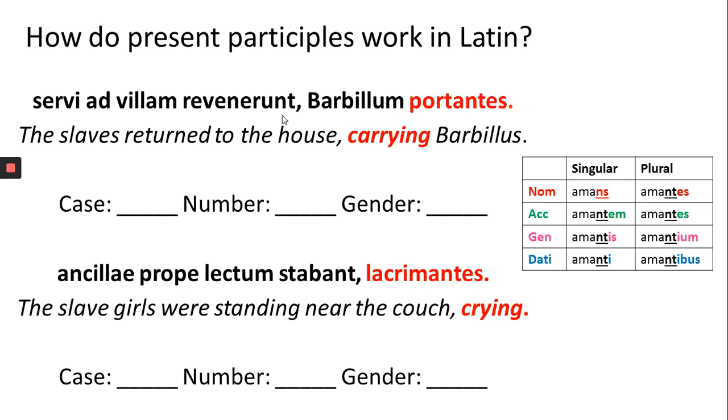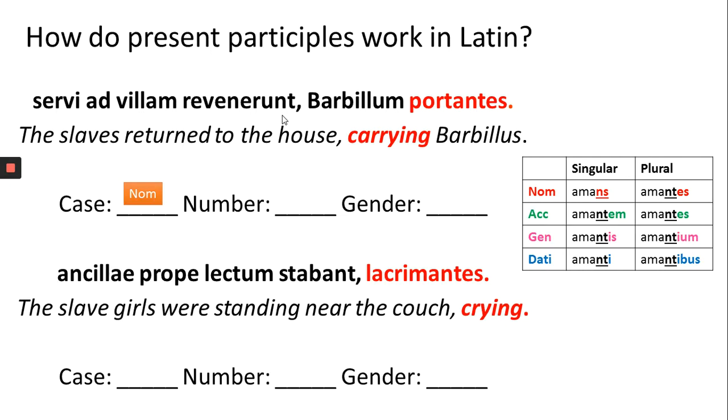Let's go back and take a look at these 2 sentences. Now that we know participles agree with nouns in the same way adjectives do, can you identify the case, number and gender of the noun and participle in these sentences? We'll do the first one together. We know that portantes is our participle. Who is it describing? It's describing the slaves. Now, what case are the slaves in? They're in the nominative because they are doing the main action. They returned.